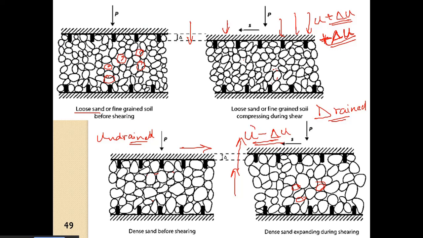So this was the initial hydrostatic condition. The additional excess pore water pressure is negative, so it is trying to pull the soil particles together. It is trying to hold the soil particles together, and that is why the pore water pressure is reducing. Here it is trying to prevent the compression, so it is pushing the soil particles away from each other, so there is a positive pore water pressure.